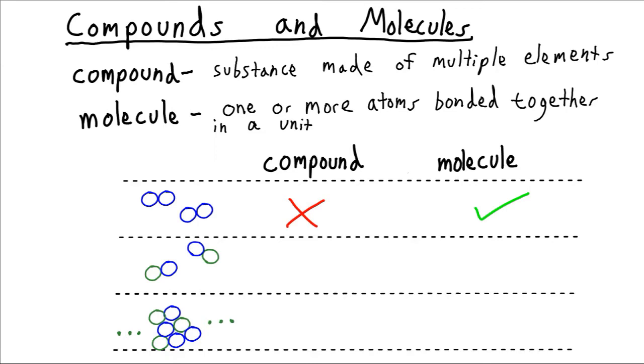Now, if we do have a second element, then we do have a compound. We still have a molecule. But we could also have different elements associating with each other in some sort of infinite lattice that extends in all directions. So because there's not a fixed subunit, usually we do not call this a molecule. But being made up of multiple elements, we would go ahead and call it a compound.